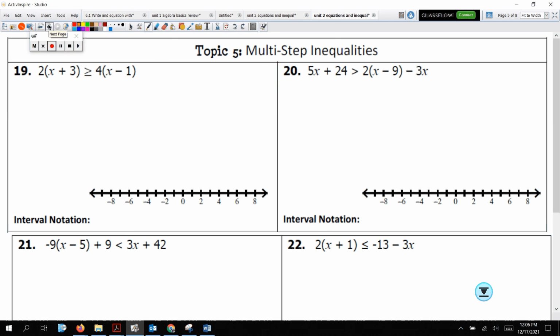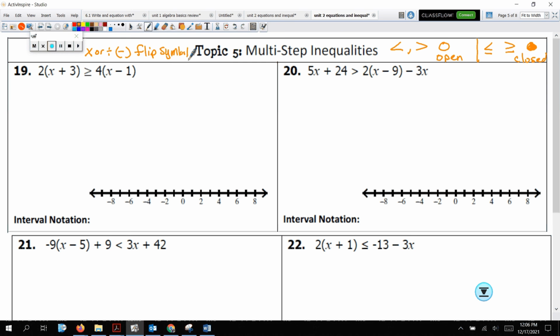All right, the next topic is multi-step inequalities. The most important thing to remember is if you have a less than or greater than, it's an open circle. If you have less than or equal to, greater than or equal to, it's a closed circle. The other important thing is if you multiply or divide by a negative number, flip the inequality symbol. Those are the most important things.